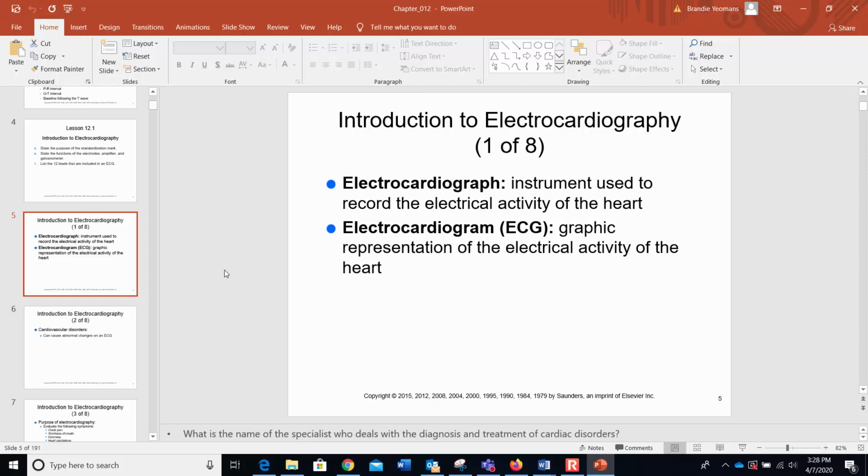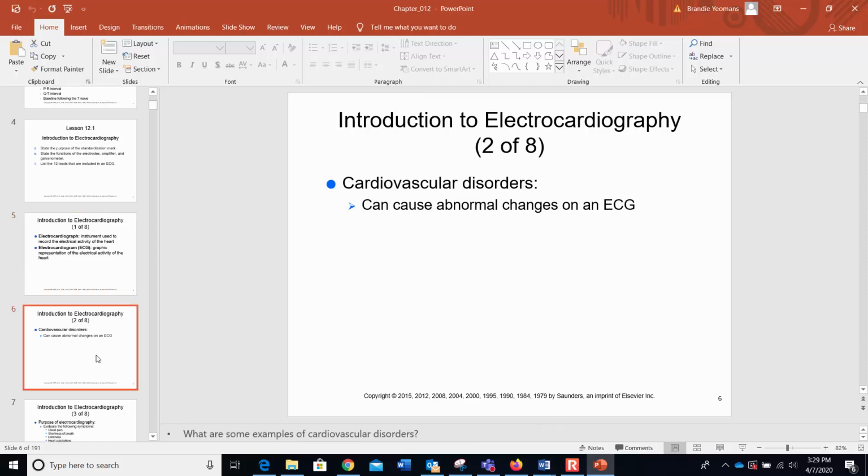So let's get started with the introduction to electrocardiography, which is ECG. We talk about what is an ECG. Typically we hear it called an EKG, but remember from terminology, the gram, graph, graphy. The gram is the record, the graph is the instrument, and then graphy is the actual procedure.